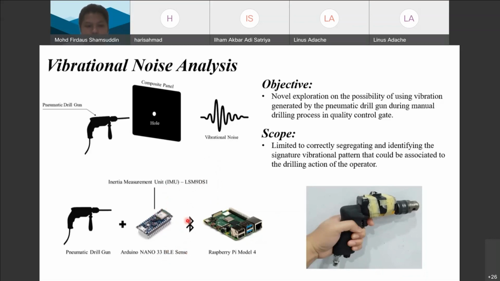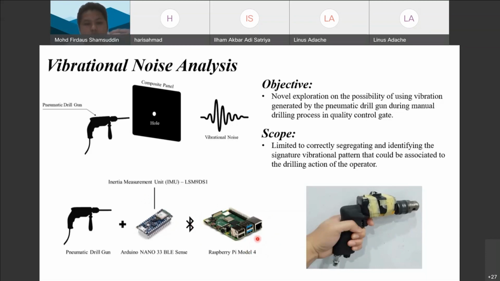The reason we are using Arduino Nano is that it also has a Bluetooth module embedded into it. Why do we want to use a Bluetooth module? Because let me stress again that this project is done in the industry. We're going to measure the actual vibration done by the operator in shop floor conditions. So we cannot have wires dangling around in the shop floor. It's going to disrupt the process and everything. That's why we use a Bluetooth module to communicate with our Raspberry Pi.